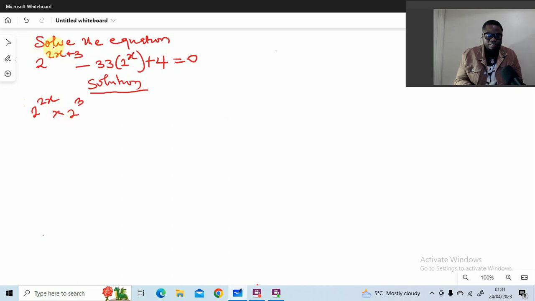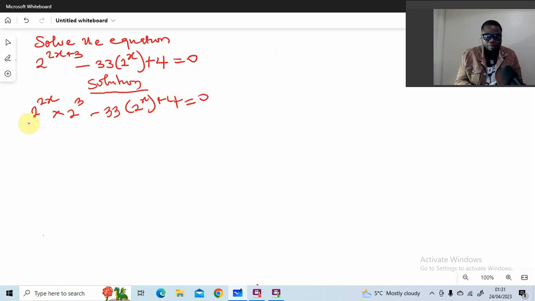So these and these are the same because you can see 2 is the common base. If you pick one, you're going to add the powers, that is the exponent, to obtain back this. Okay? So minus 33 bracket 2 exponent x plus 4 equal to 0.